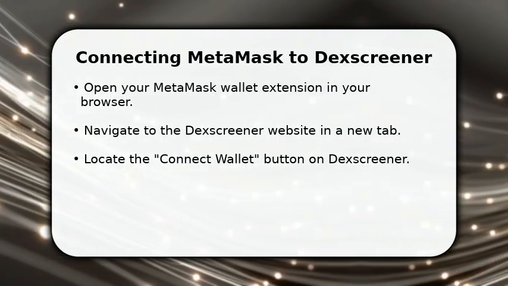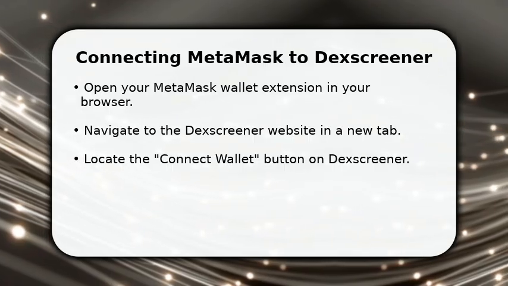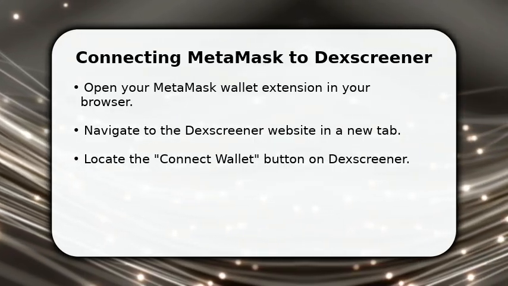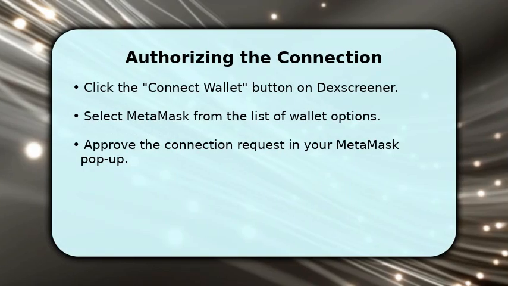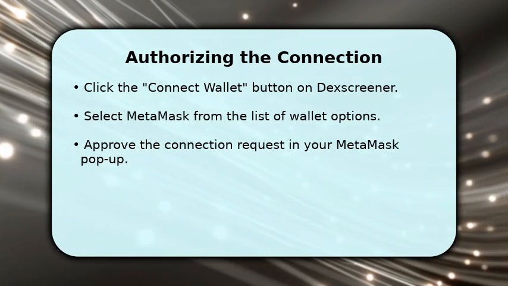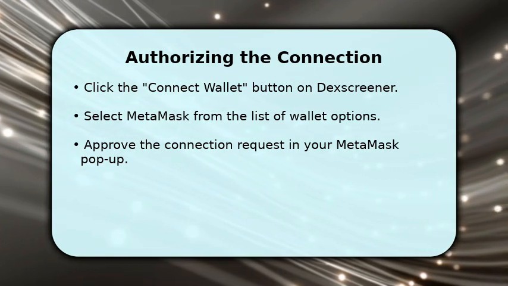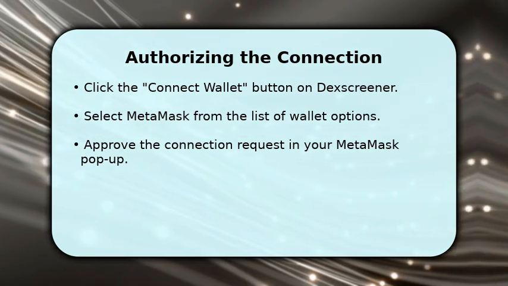Once there, look for the Connect Wallet button, usually found in the top right corner of the page. This button initiates the connection process. After clicking Connect Wallet on Dexscreener, a list of compatible wallets will appear. Choose MetaMask from this selection.